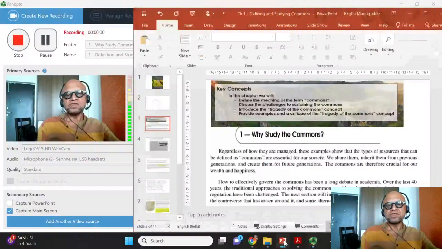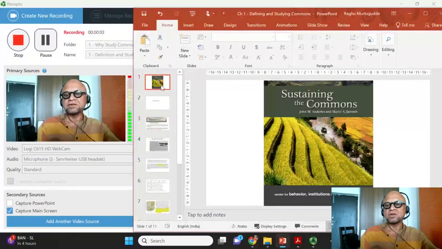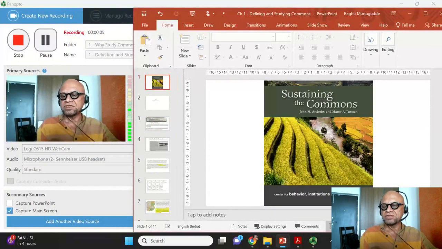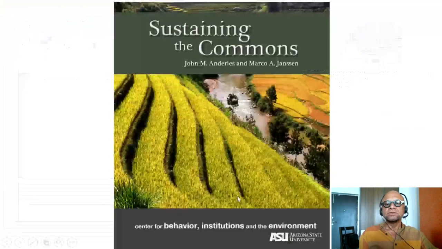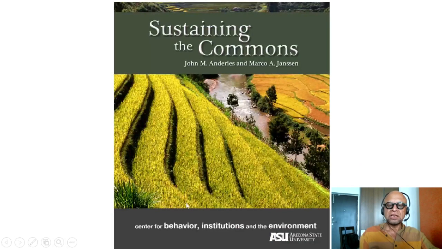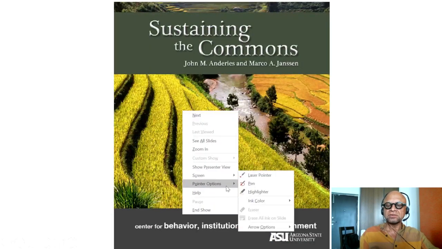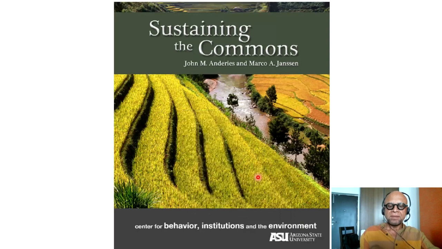Okay, we are starting with this new book that is called Sustaining the Commons by John Andrews and Marco Janssen. I know Marco Janssen a little bit because we were together in some program. So this is from the Center for Behavior Institution and the Environment at Arizona State University.